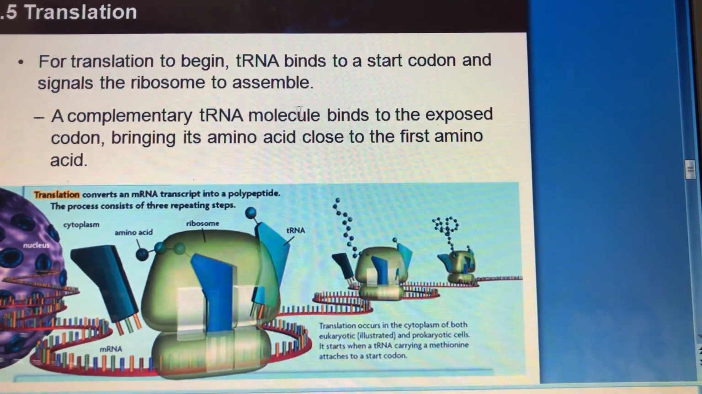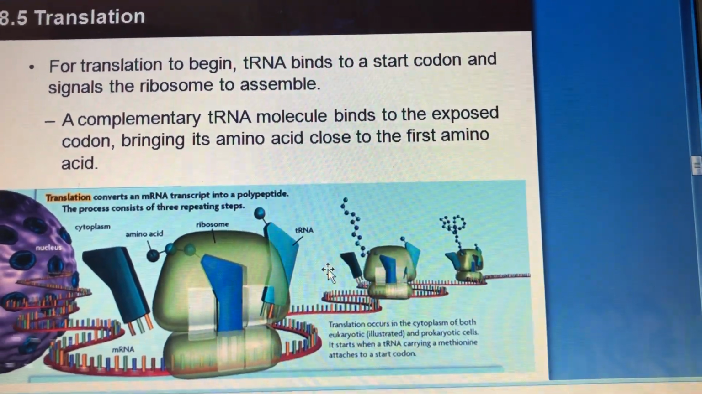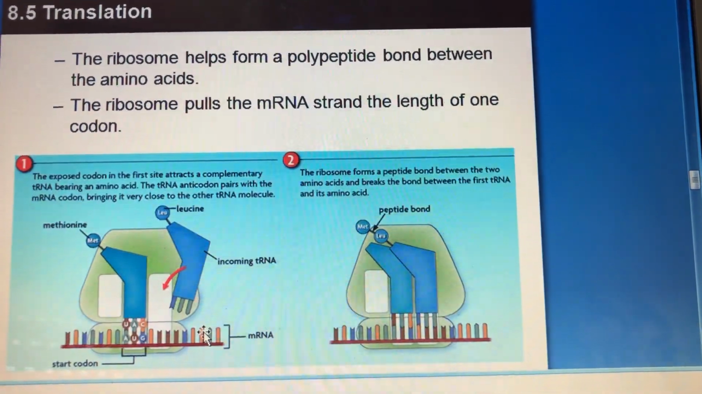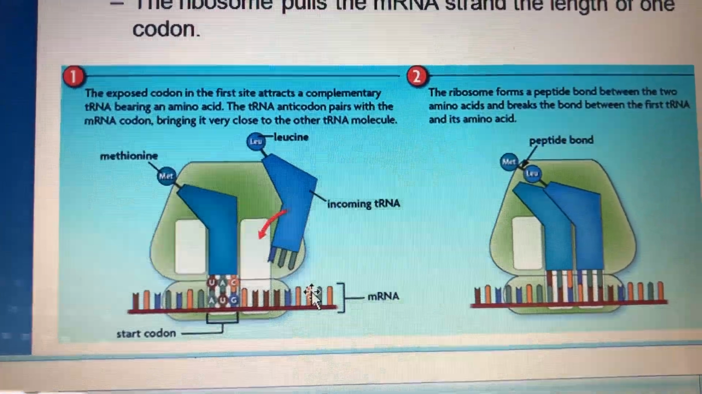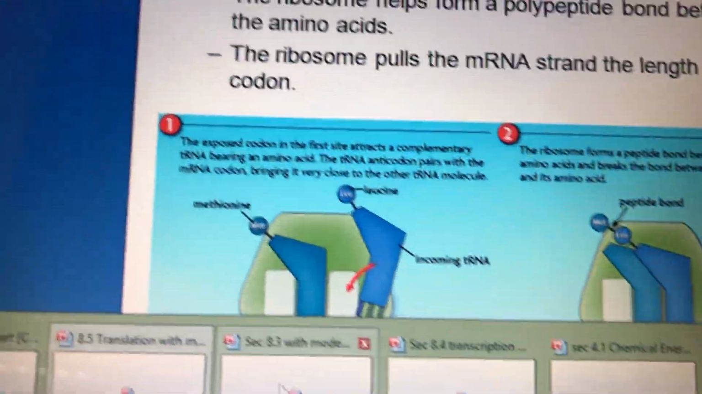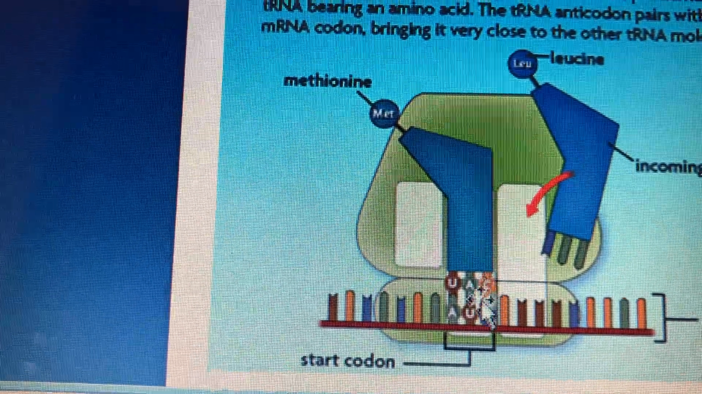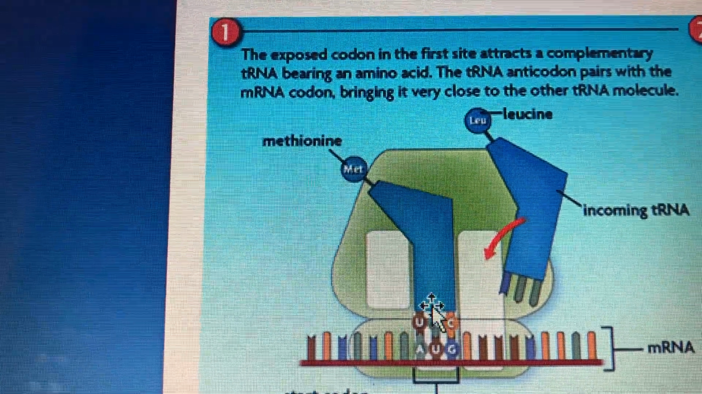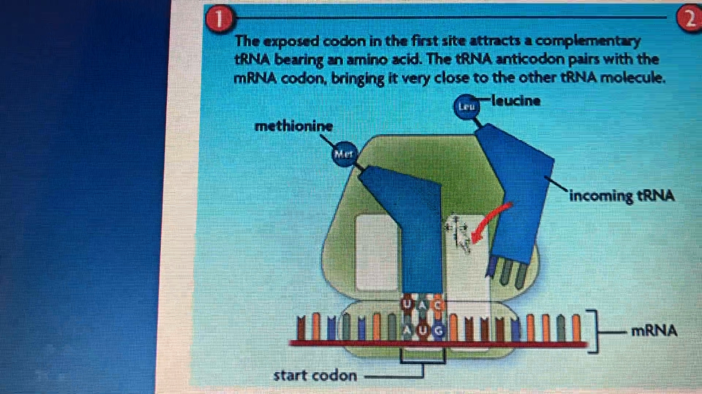Now the complementary tRNA molecule binds to the exposed codon, okay, bringing its amino acid close to the first amino acid. As you see here, can you see the tRNA? The exposed codon in the first site attracts a complementary tRNA. This exposed codon on the mRNA will attract the anticodon from the tRNA, and the tRNA bears the amino acid from the cytoplasm. The first one is the methionine.